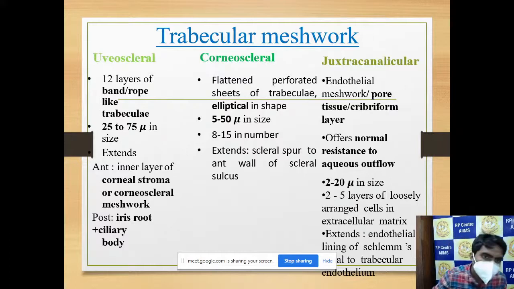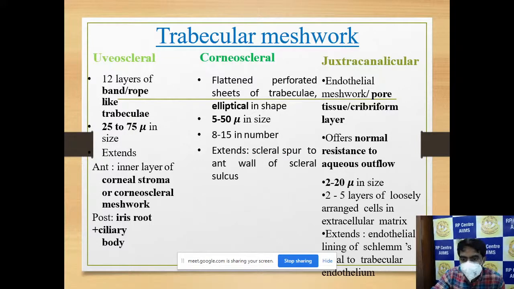Then coming to the differences between the three trabecular meshworks, the uveal meshwork is a 12-layer band-like and rope-like trabecular meshwork, with a pore size, as I have already told, of 25 to 75 microns, and then the corneoscleral meshwork has pores of 5 to 50 microns compared to uveal meshwork. These pores are elliptical in shape in the uveal meshwork, while the corneoscleral meshwork consists of flat-ended perforated sheets of trabeculae.